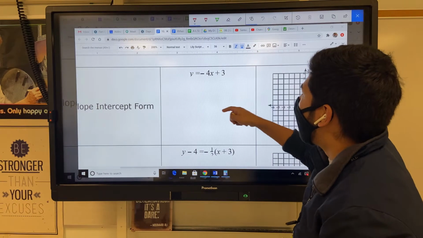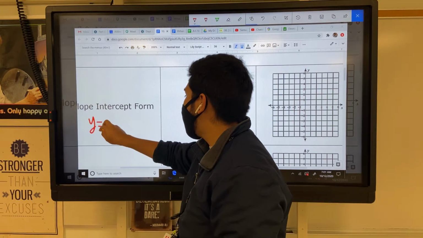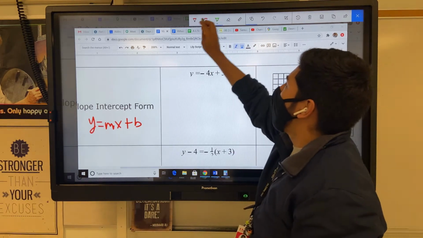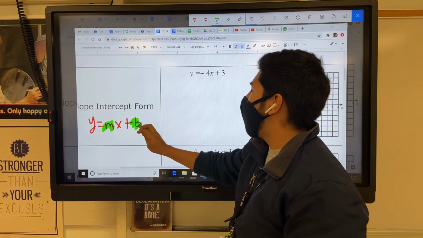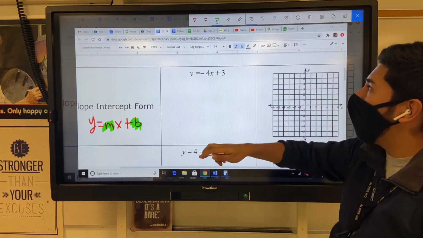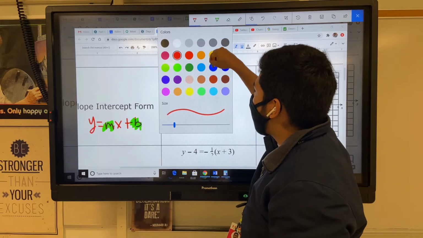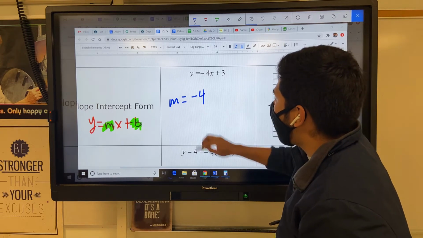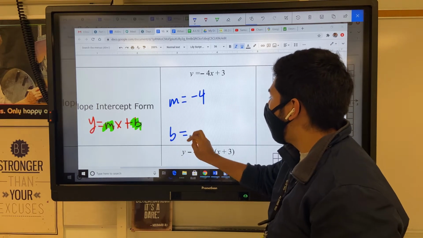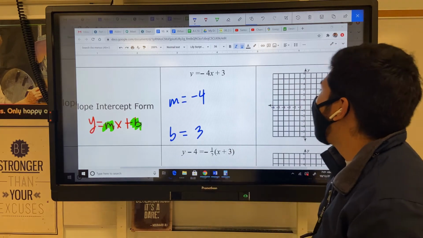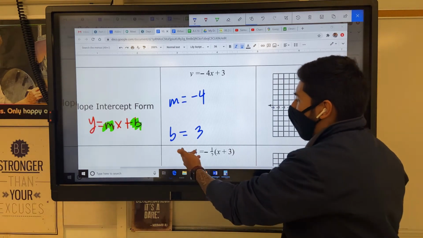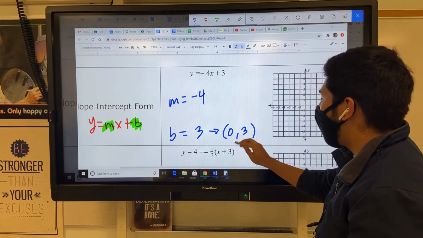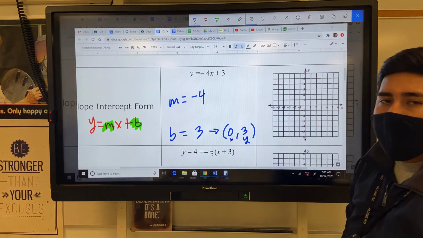Okay, slope-intercept form. What is slope-intercept form? Slope-intercept form is y equals mx plus b. And I want to identify my slope and my intercept, which you should be able to do right here right away. You should be able to tell me that my slope is in front of my x, which is -4. My b value, in this case, is 3. Now I want to graph. We start with my b value, which is also the coordinate (0, 3), because of x, y, and this is my y-intercept.